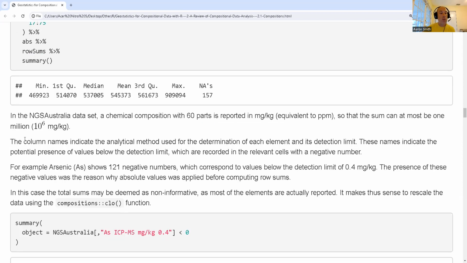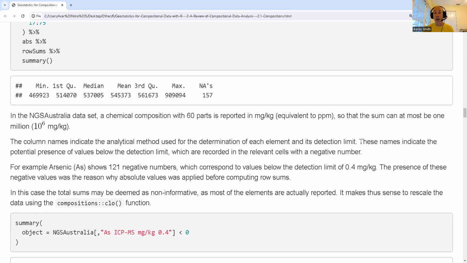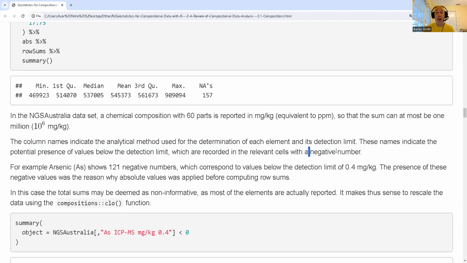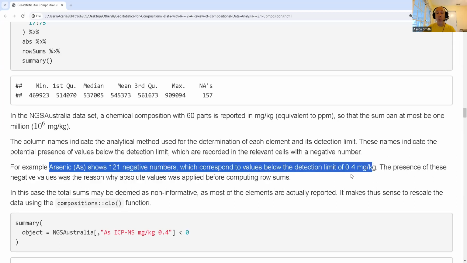All right, so the column names that we saw indicate the analytical methods used to determine each element and its detection limits. So the last value in the column name is the detection limit. These names indicate the potential presence of values below the detection limits, which are recorded with those negative numbers. For example, arsenic, AS, shows 121 negative numbers, which corresponds to values below the threshold of 0.4.